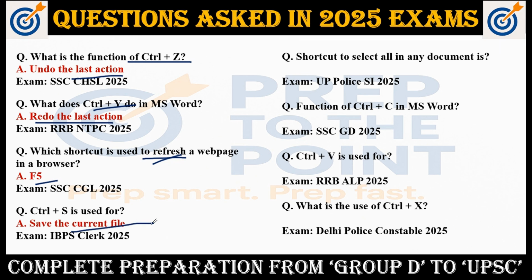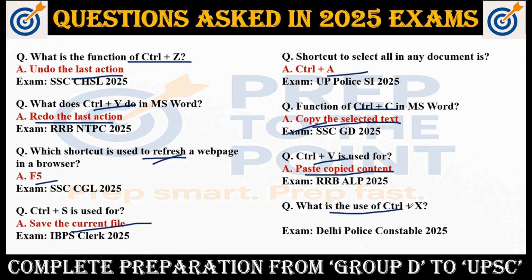Control plus S is used to save the current file. Control plus S, save. Shortcut to select all in any document is Control plus A. Control plus A for select all. Function of Control plus C in MS Word: copy the selected text. Control plus C, copy. Control plus V is used to paste copied content. Control plus V, paste. What is the use of Control X? Cut the selected text. Control plus X, cut.